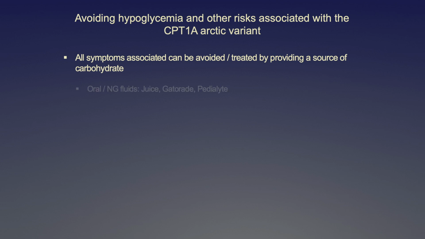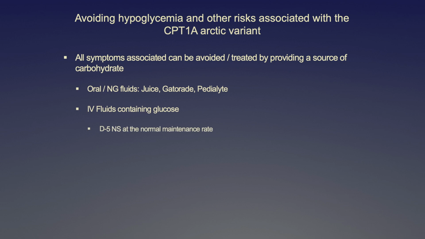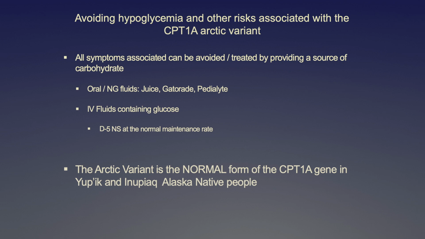The good news is that all symptoms associated with the Arctic variant can be completely eliminated by providing a source of carbohydrates. In children that are ill but still able to drink, providing juice or Gatorade or other sources of sugar can often prevent any problems or the need for any medical visits. If a child is sick and cannot take any fluids on their own, IV fluids containing glucose will also eliminate any concerns of symptoms from the Arctic variant. Finally, it's important to remember that the Arctic variant is the normal form of CPT1A in many Alaska Native people, and in most, it will never cause any problems or symptoms.